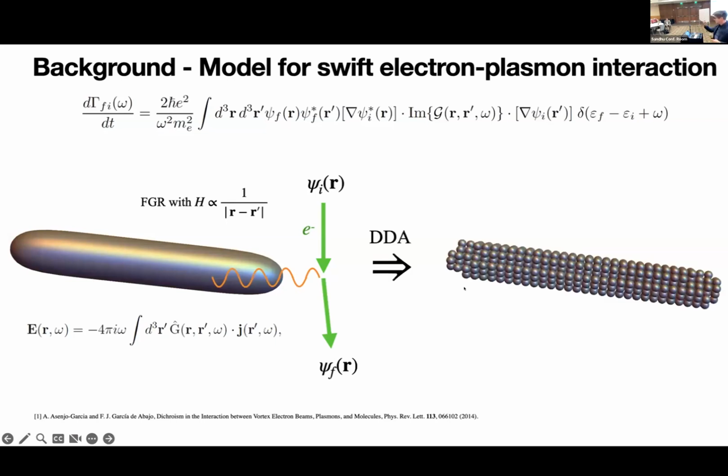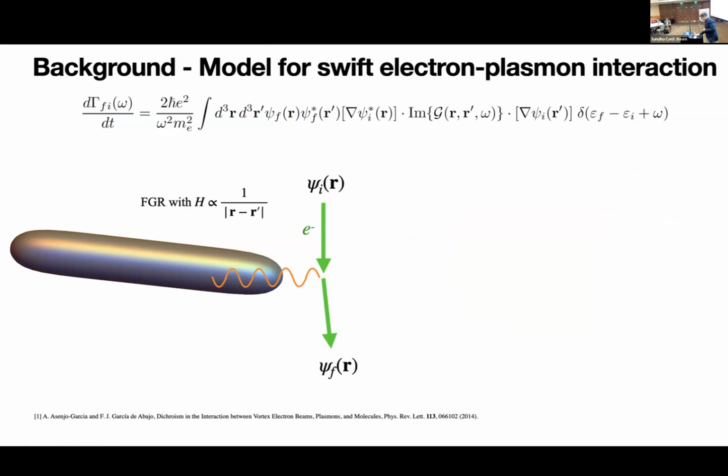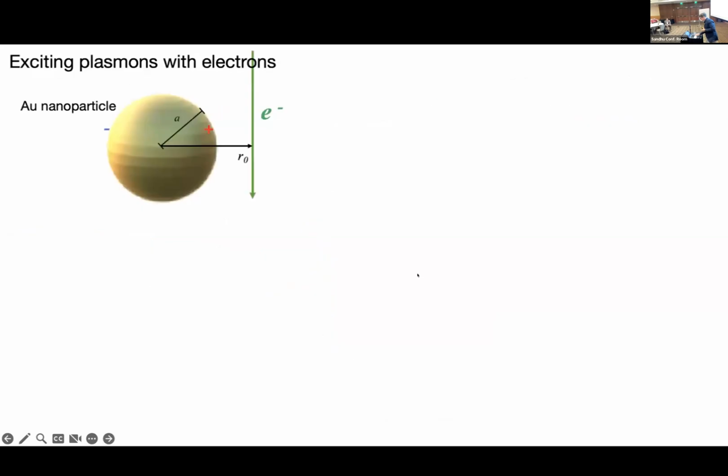So we break this object into a bunch of little discrete dipoles, and we can look at the response of each of these dipoles, both to an electron and to each other, and use that to model the different plasmon modes. Okay. So here's the setup.